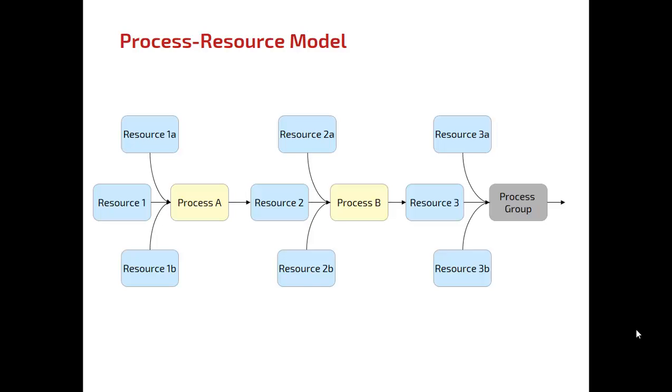A production model consists of a chain of processes and resources. Furthermore, we sometimes merge several processes together. These are called process groups and have a gray color. Again, process groups simplify charts of production models.